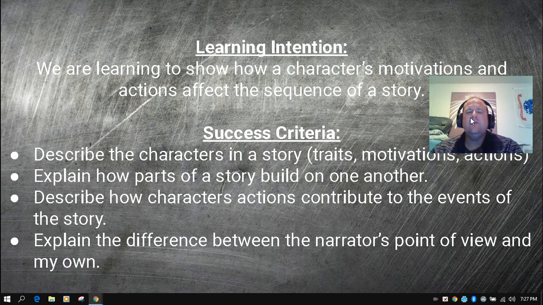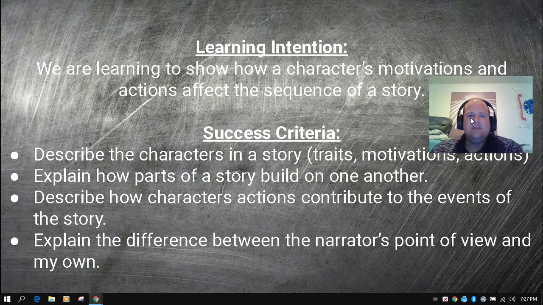That's right. We know that a character's motivations is what kind of drives the character to do things or experience things within the story. And we know that a sequence of a story is when things happen in a specific order and the character contributes to that.